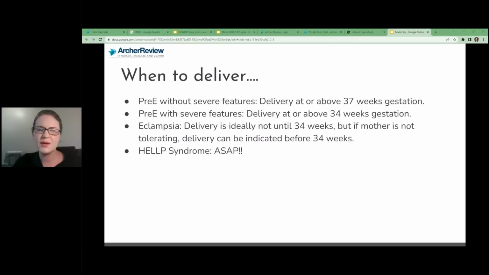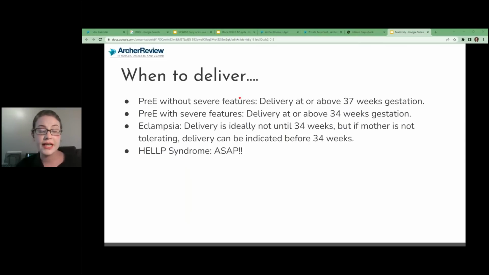But first, let's talk about when do we deliver? Well, if it's preeclampsia without severe features, meaning there's just elevated blood pressure, it's not crazy high, there's no signs of pre-seizure activity, there's no weird headaches or blurry vision, that patient's a pretty normal risk. That patient we can deliver at 37 weeks or beyond.